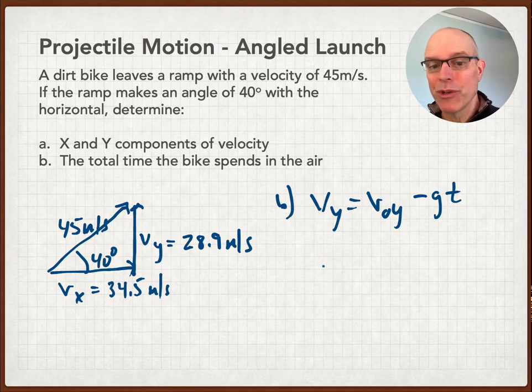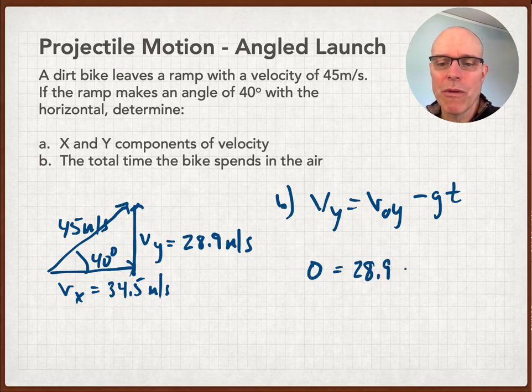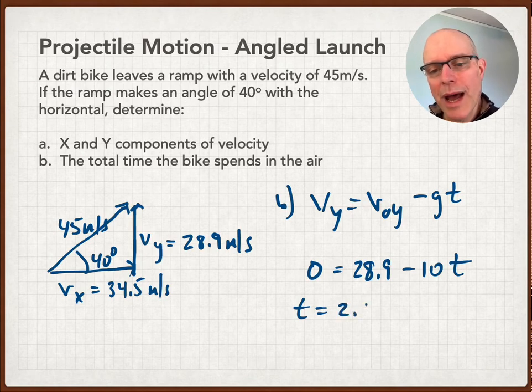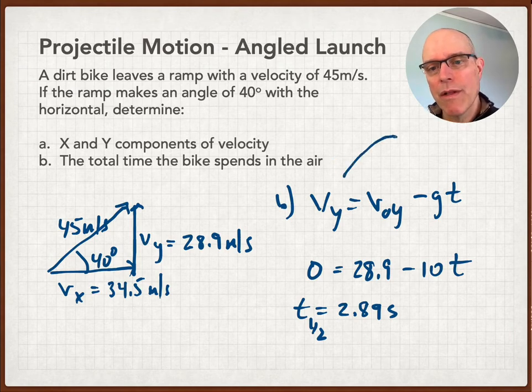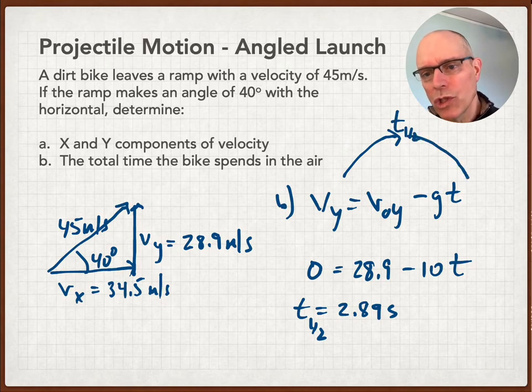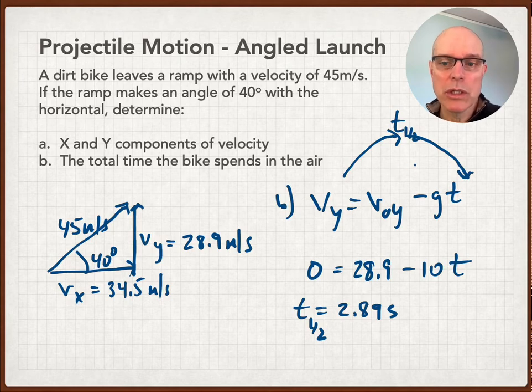So Vy at the moment I'm talking about is 0. So V0y was 28.9. And let's go minus 10 meters per second squared times t. And so what I do is I get this pretty easy formula. T equals 2.89 seconds. It's really important to bear in mind what that is. I'm going to give it a special code name. I'm going to call it T1 half, because that's the time it takes him to get to the top part of his motion. So they're almost always going to want to know what was the total time. Well, if we have real symmetry, and we usually do, T total is going to be twice this much. So let's go to the next one.